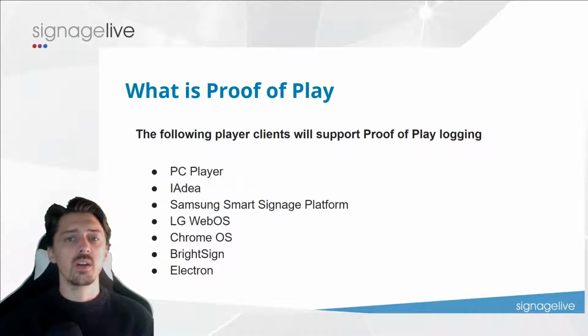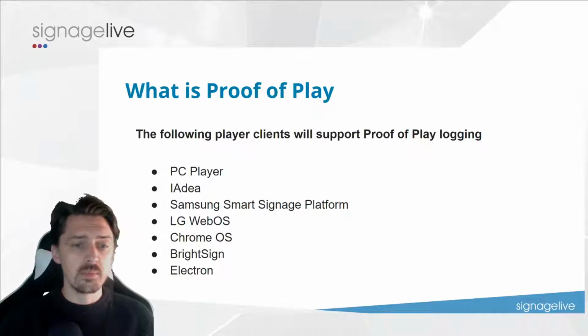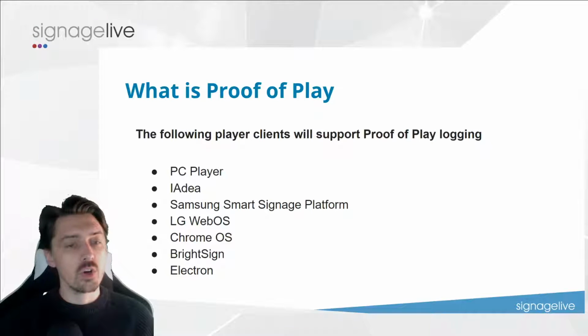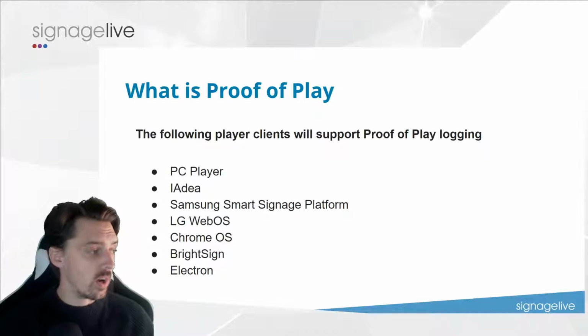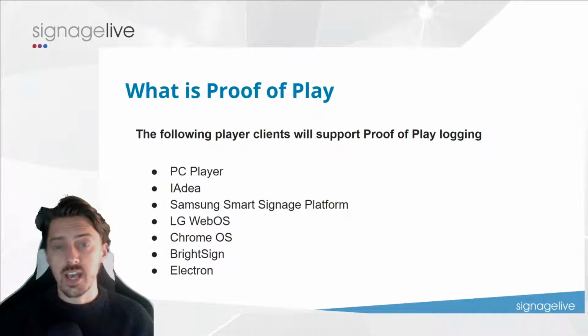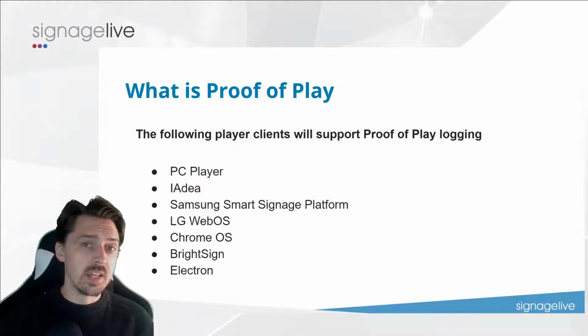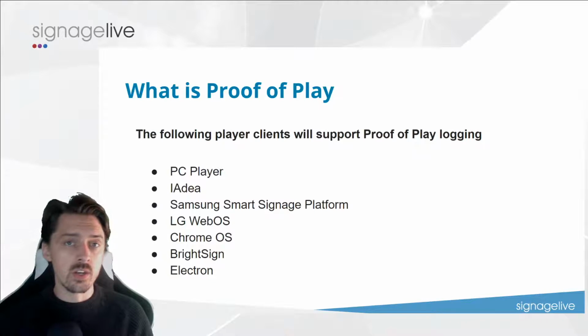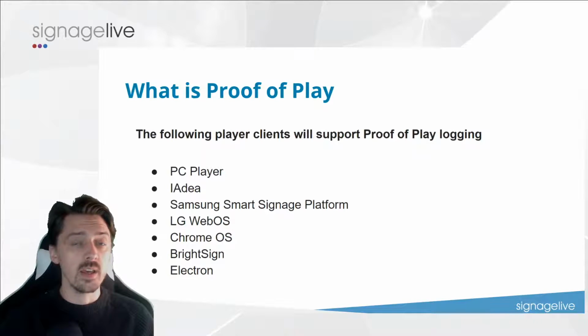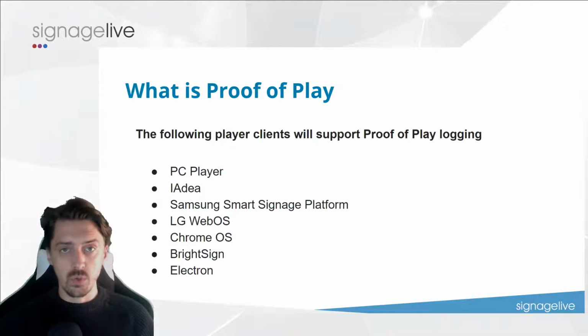So the following clients will support proof of play logging: PC players, i.e. Electron players, IDEA, Samsung, the smart signage platforms, LG WebOS, Chrome OS, and BrightSign. So all of these will have proof of play. You don't need anything else. There's no additional hardware that you need specifically. You just need to have proof of play enabled. It's worth mentioning now that proof of play is an additional module within Signagelive. So if you are looking to use proof of play in a trial environment or anything like that, let us know in advance and we'll add that into your network.